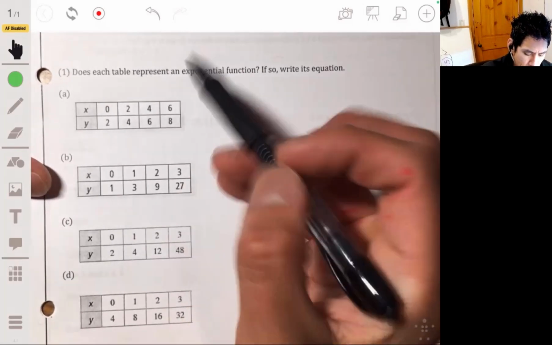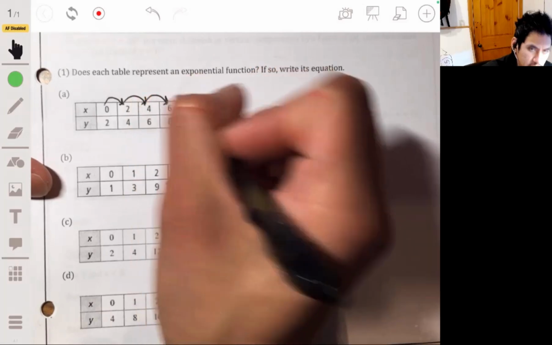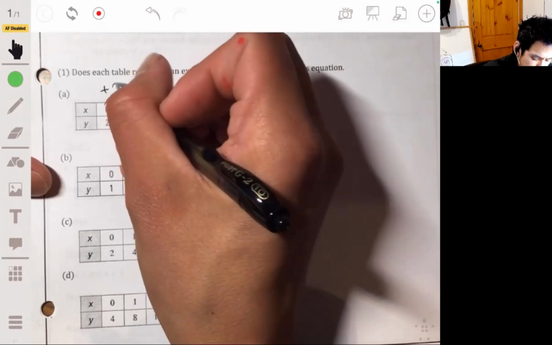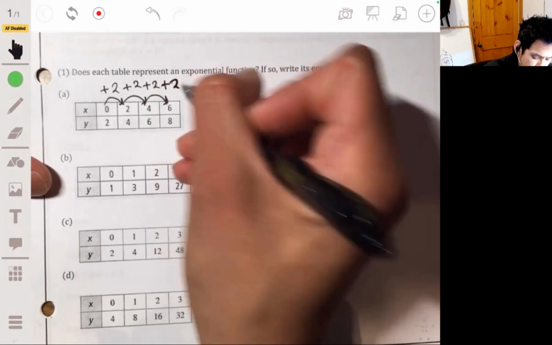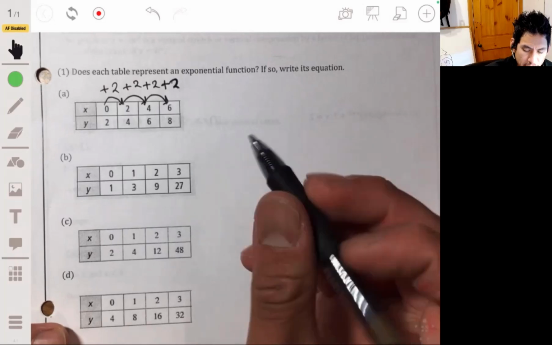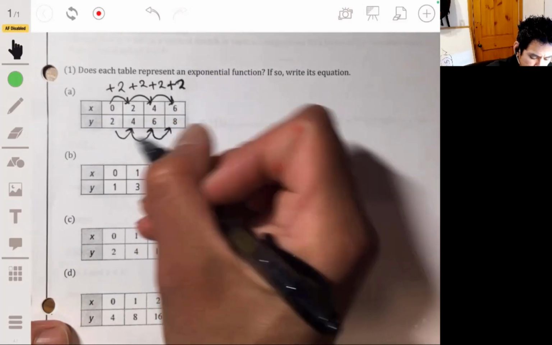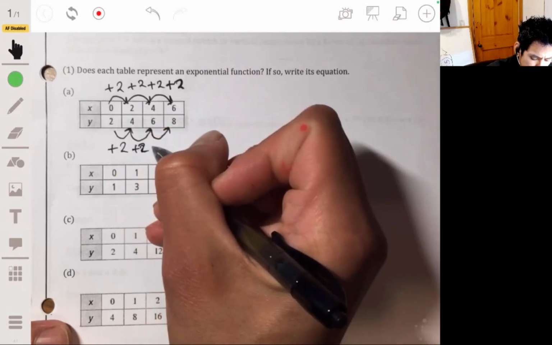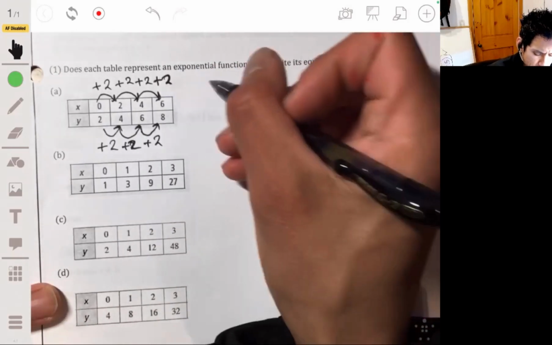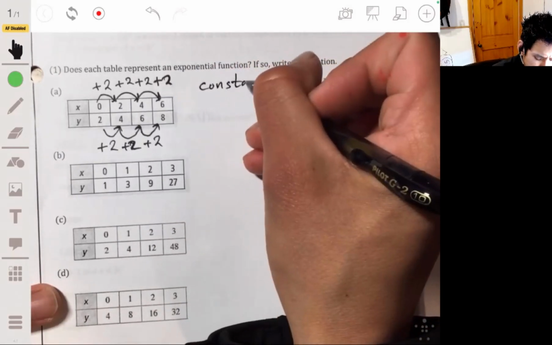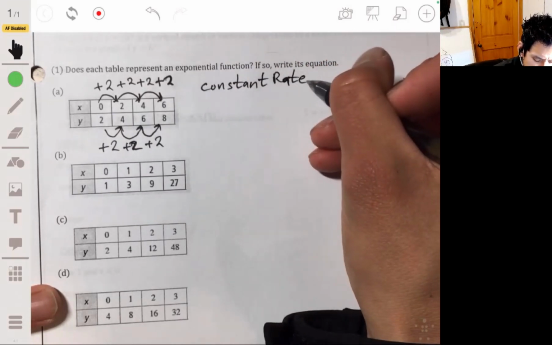So let's look at this first table. We want to see that the x values are changing by a constant amount. It's changing by 2 each time for this first table, and that's fine as long as the x values are changing by the same. And the y values, though, are also changing by the same value of 2. It's always increasing by 2. So what we have is a constant rate of change, or a constant ratio of change.